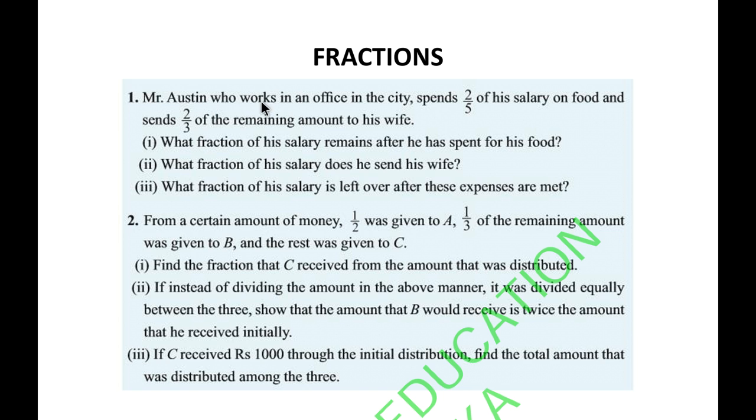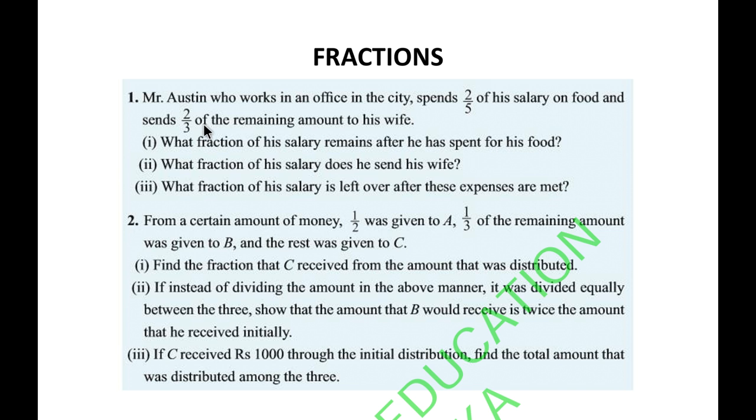Mr. Austin, who works in an office in the city, spends 2/5 of his salary on food and sends 2/3 of the remaining amount to his wife. Roman number 1: What fraction of his salary remains after he has spent on his food? Second one: What fraction of his salary does he send to his wife? Third one: What fraction of his salary is left over after these expenses are met?